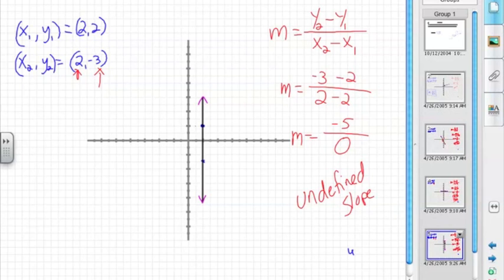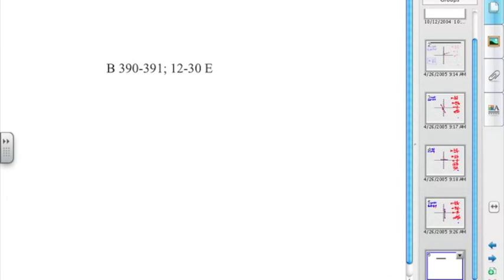Some of your work today, you will be given just the 2 points that you have to find the slope from. Some of your work, you'll be given just a picture of a line. And you have to pick 2 points for x1, y1, x2, y2. And it shouldn't be too difficult. Your homework today is on pages 390 and 391, 12 through 30, the evens.